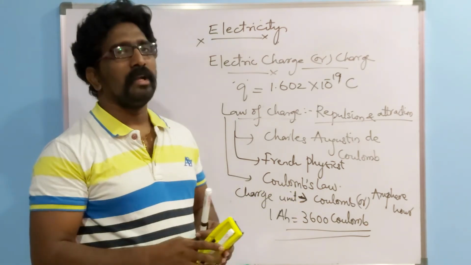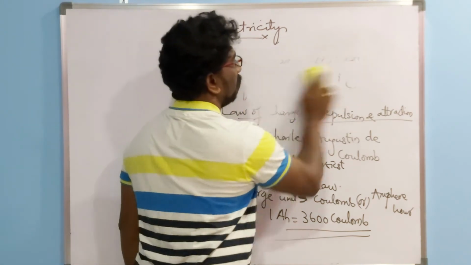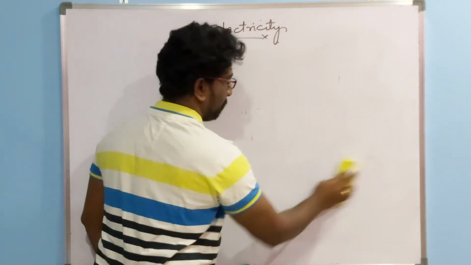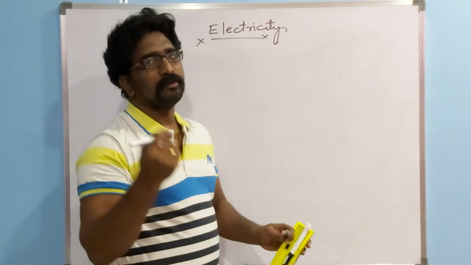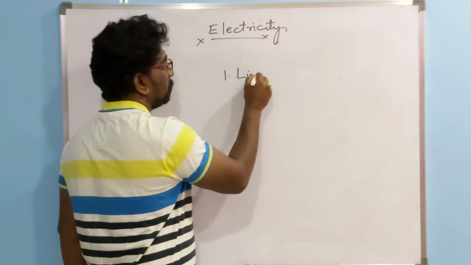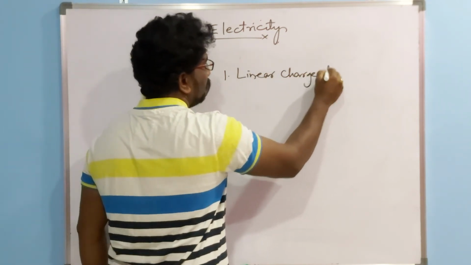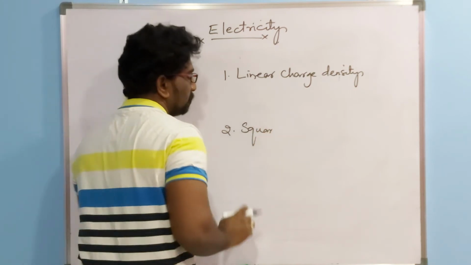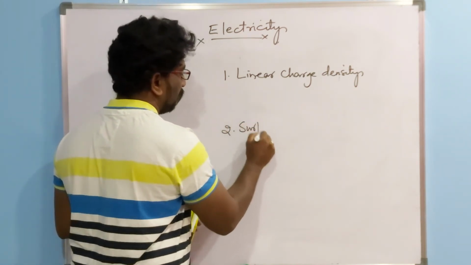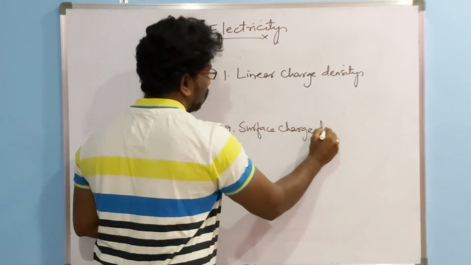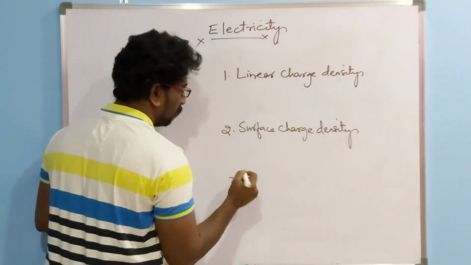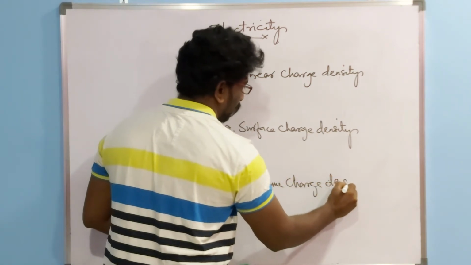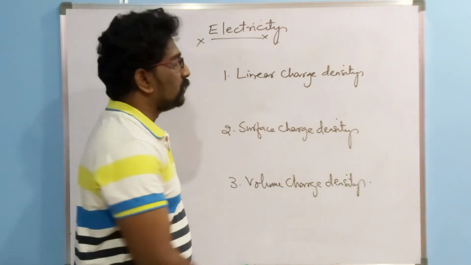Now let us see the different types of densities of charges. There are three different types of densities of charges. The first one is called linear charge density. The second one is called surface charge density, and the third one is called volume charge density.